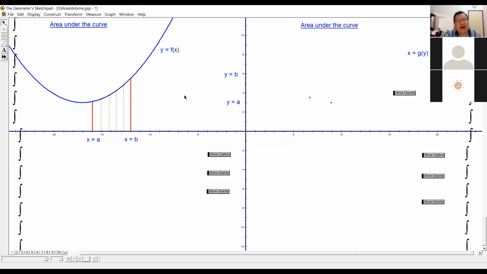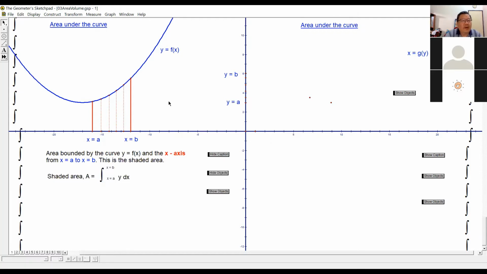So how many lines are there? There are altogether four lines. One line is the curve, then two lines are the lower limit and upper limit, and the last line is the x-axis. So the area between the curve and the x-axis, and between x equals a and x equals b, is the area we want to find. So it is the area bounded by the curve y equals f(x) and the x-axis from x equals a to x equals b. It is the shaded area here that we want to find.